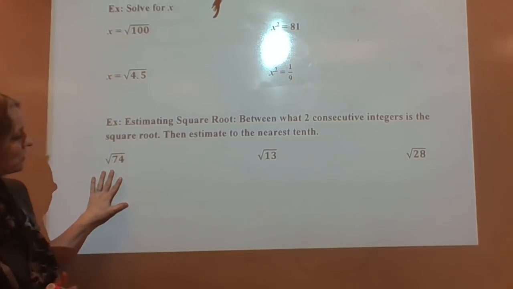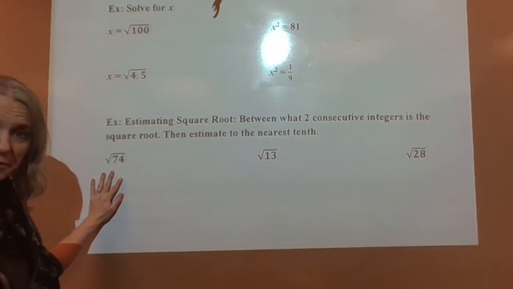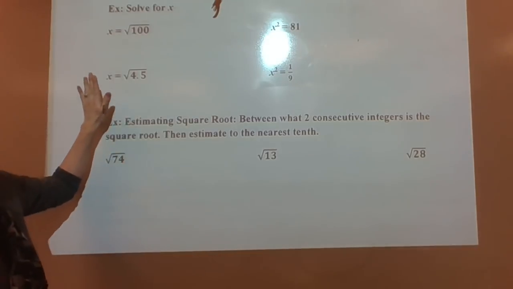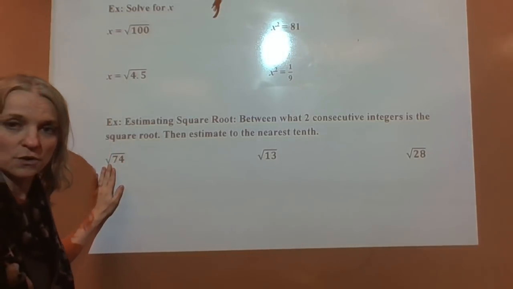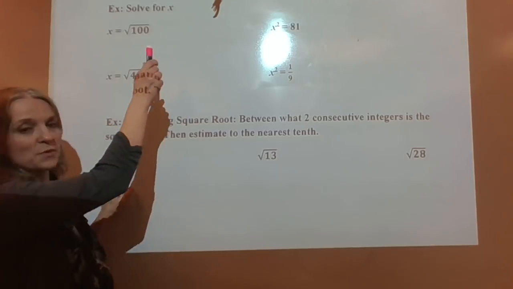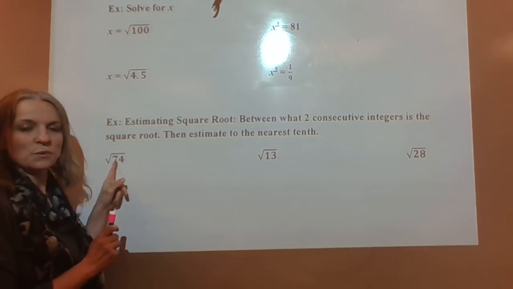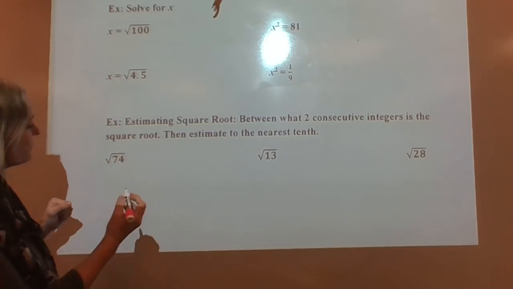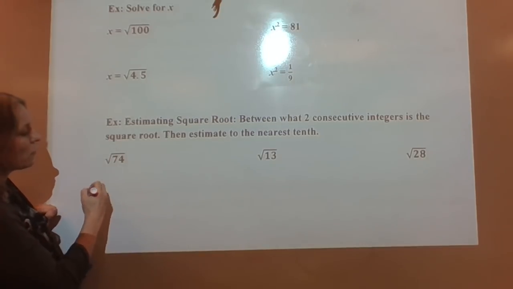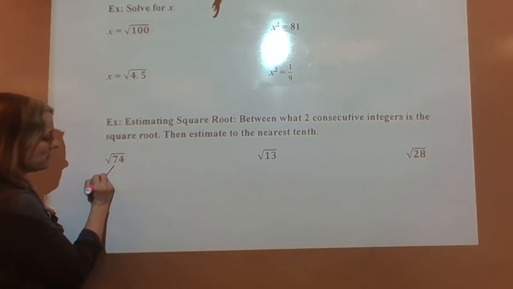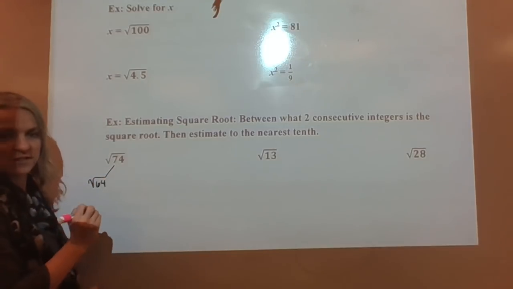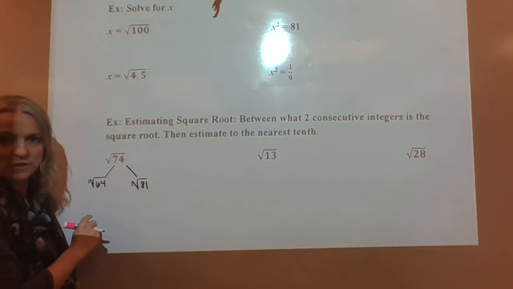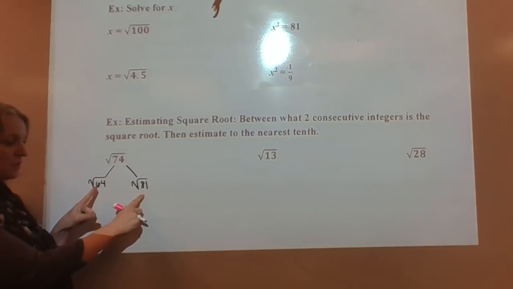Okay, so first we have the square root of 74. That is not a perfect square, so we don't know this one right off the top of our head. But we have our list of perfect squares that we can compare this to. If we think back to our perfect squares listed at the top of our paper, we want to figure out what perfect squares this square root is in between. If I look at my perfect squares, the number right below it would be square root of 64. And the other perfect square on the other side of it would be square root of 81. So 64 and 81 are the two perfect squares that 74 is in between.